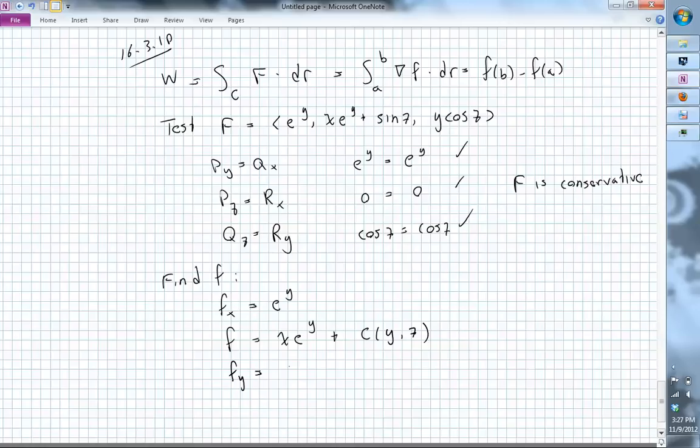Now what? Let's do f sub y. So we do f sub y, and we get x e to the y. That's the derivative with respect to y. And now I'm using partial derivative notation because my constant depends on y and z. So I write c sub y. What does that have to equal? It has to equal this guy right here, and you get some cancellation.